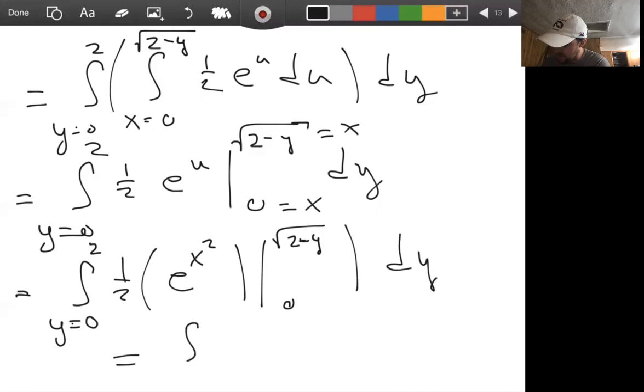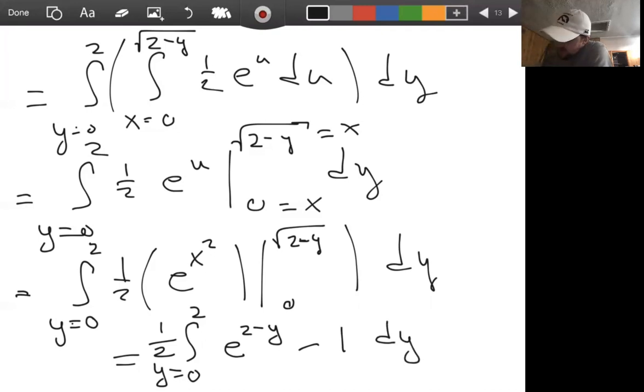And so this integral becomes from y equals 0 to 2. Well, I can pull the 1/2 all the way out front even. And then it looks like I'm going to have e to the 2 minus y, because when I square root 2 minus y, the square root and the square cancel. And then I'm going to have minus e to the 0, which is 1 dy.